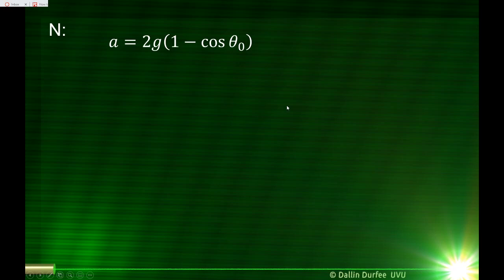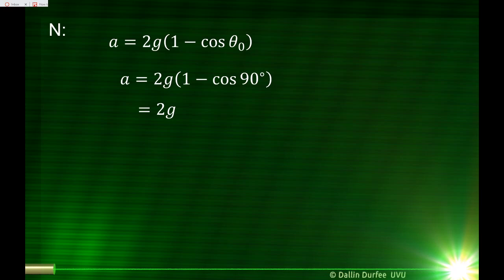I didn't really give you any numbers, but let's just say what happens if theta naught is 90 degrees. If we're swinging all the way out to 90 degrees, what acceleration do you get at the bottom? So it's 2g times 1 minus cosine of 90 degrees, and cosine of 90 degrees is 0, so just 2g. So the acceleration at the bottom, if I start at 90 degrees, will be 2g.